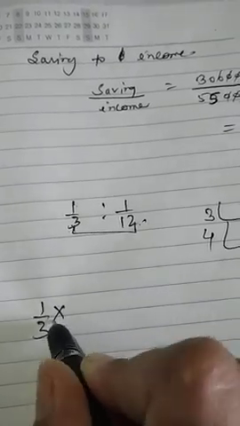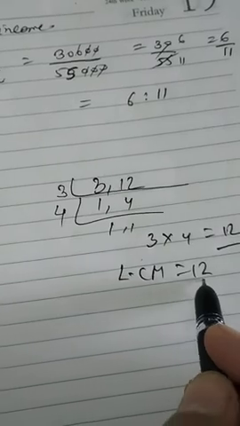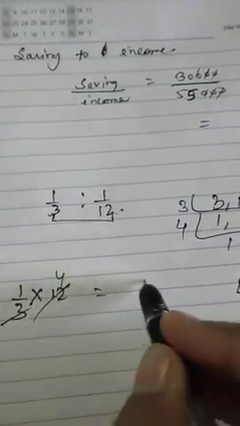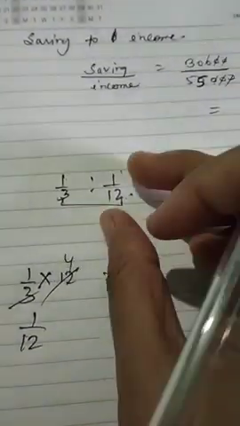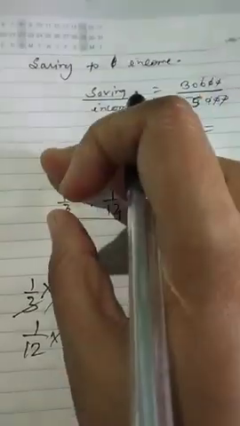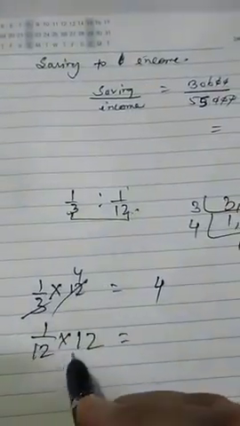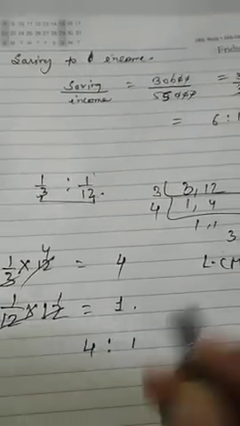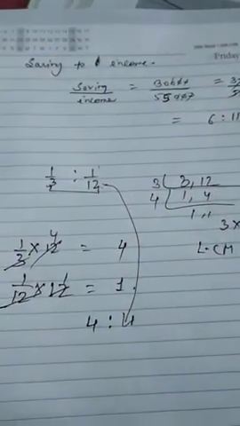Now, to write it in simplest form, we multiply this fractional form of the ratio by the LCM, that is 12. 1 by 3 times 12 is 4. And the consequent, 1 by 12, also has to be multiplied by the LCM, 12, which gives 1. So the simplest form of the ratio is 4:1.